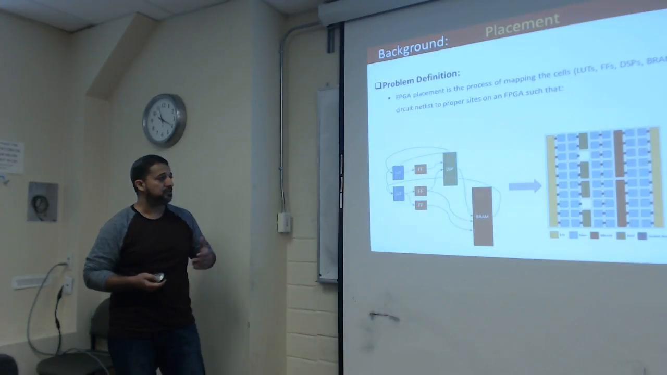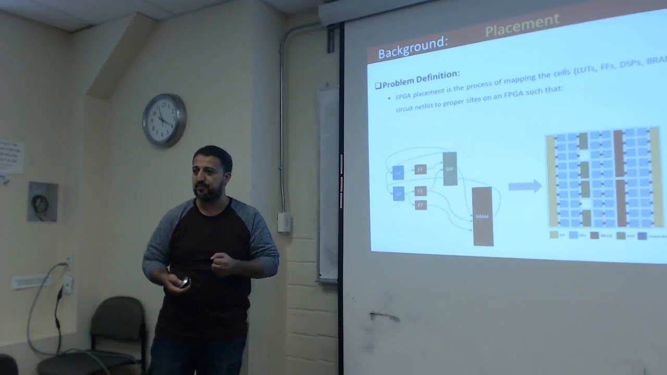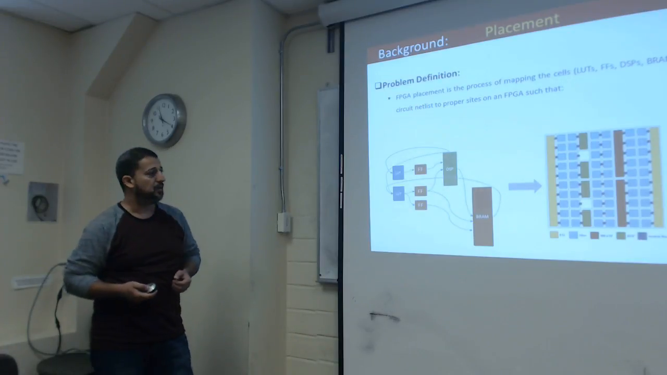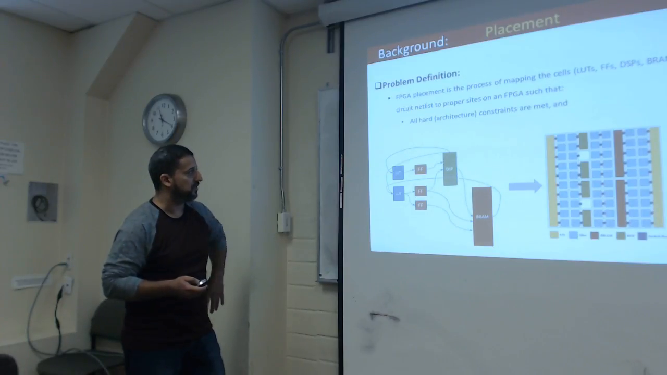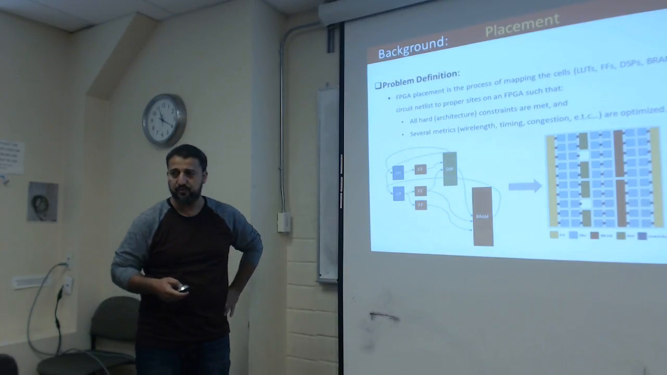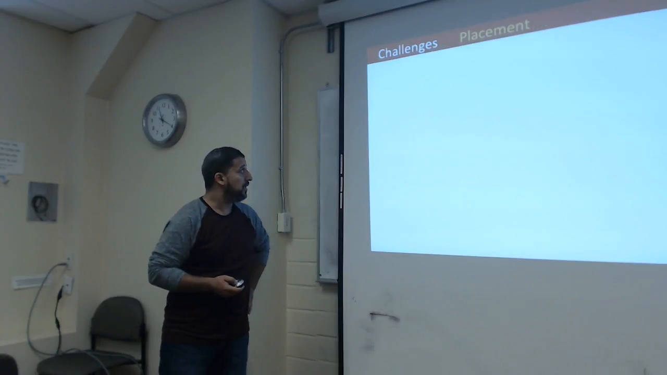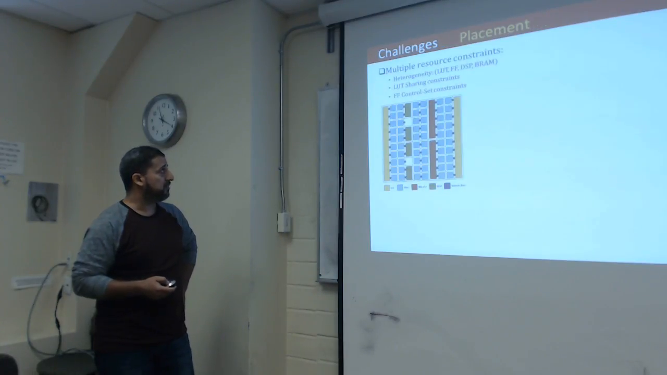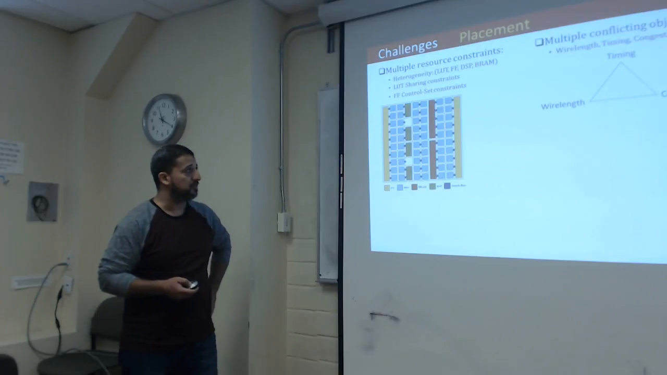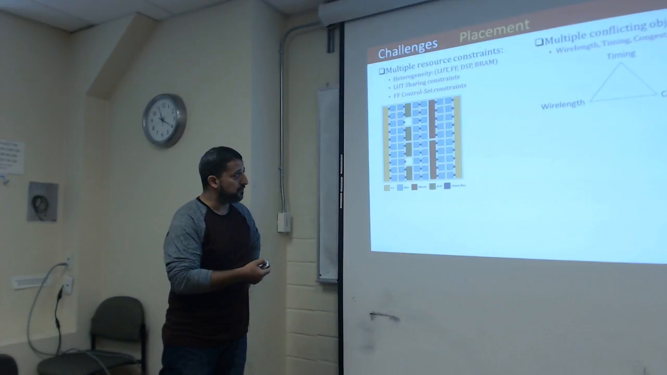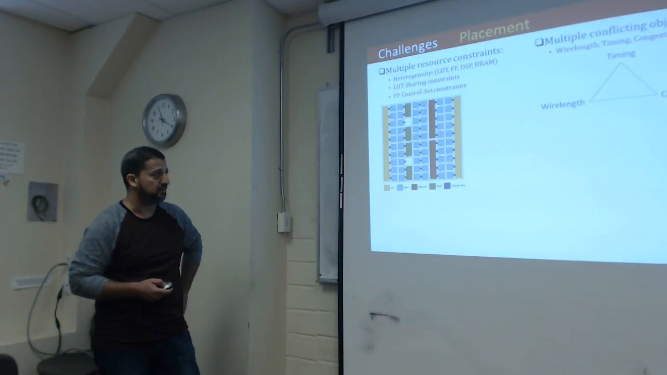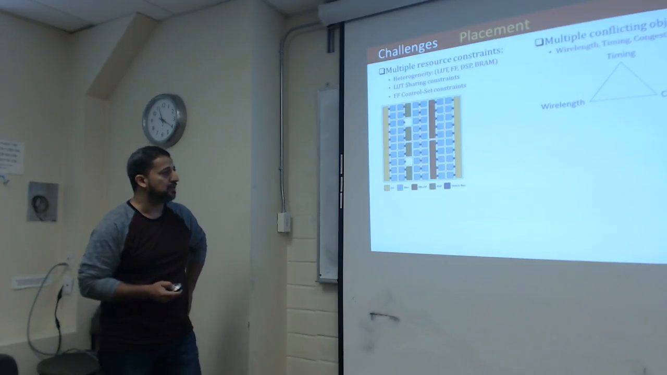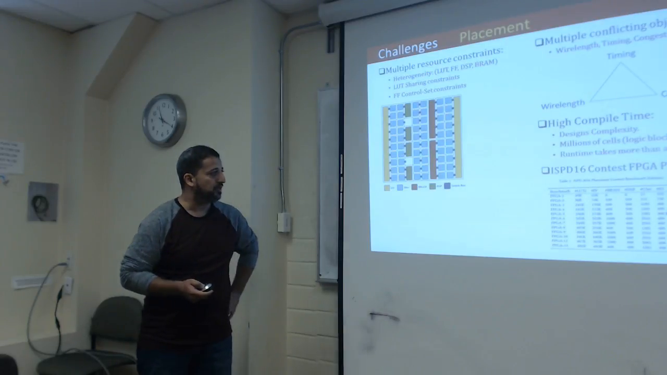The problem definition is placement. We take a flat technology-mapped netlist and map it into the proper locations in the FPGA while meeting all the hard constraints as well as optimizing for several objectives. To summarize, there are multiple resource constraints as well as multiple conflicting objectives. In the competition, we focus only on congestion, routability, and wirelength, not timing, and on high compilation time.